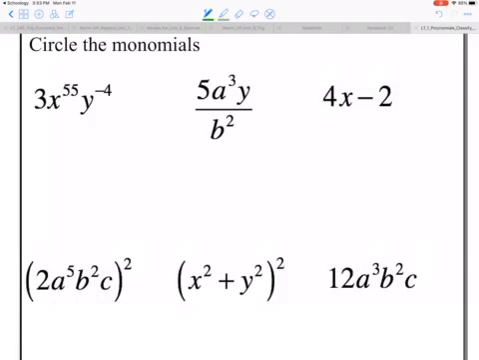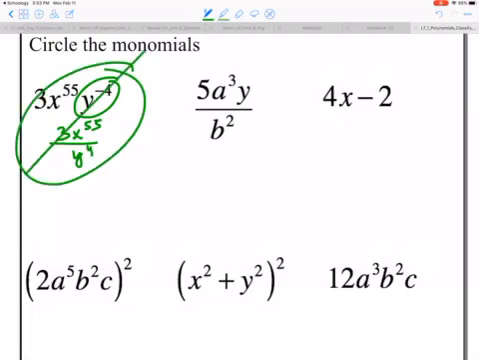So pause the movie, circle the monomials, and press play when you are finished. We can see in the first one that this guy sends it to the denominator, 3x to the 5 over y to the 4th. That is not a monomial because you have a variable in the denominator. This guy is not a monomial because you have a variable in the denominator.